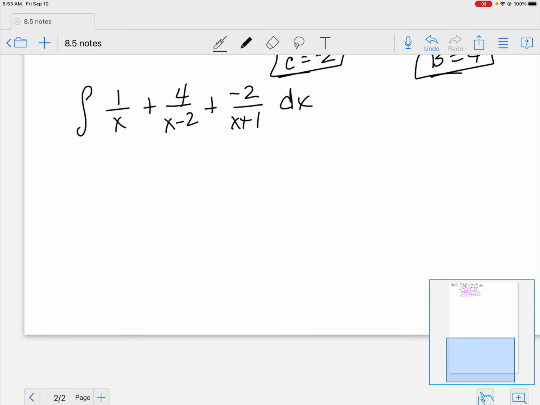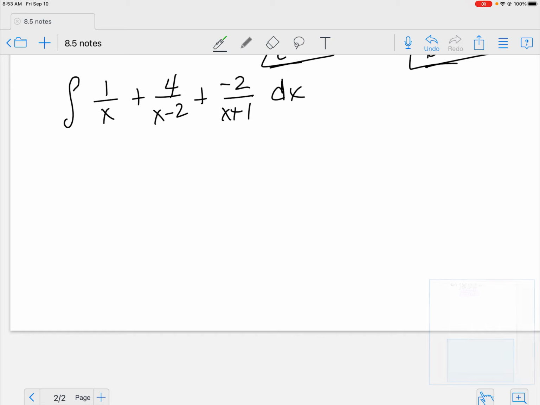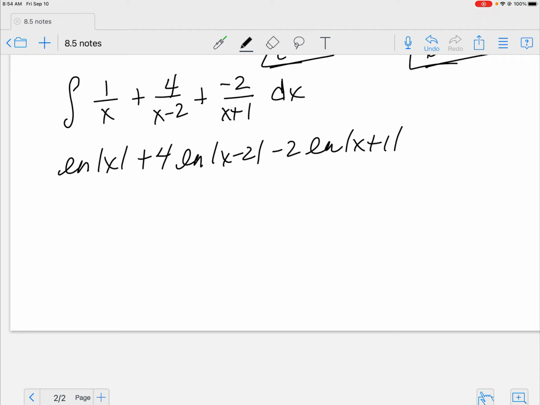Once you get this integral, this is just direct integration. Remember how I said natural log never goes away? E never goes away. We're going to see them a lot. Right? Here we are. The natural log of the absolute value of x plus 4 natural logs of x minus 2 minus 2 natural logs here of x plus 1. It's indefinite, of course, so you put in your plus c. Then, because this is natural log, you can go through and simplify this and work this up.